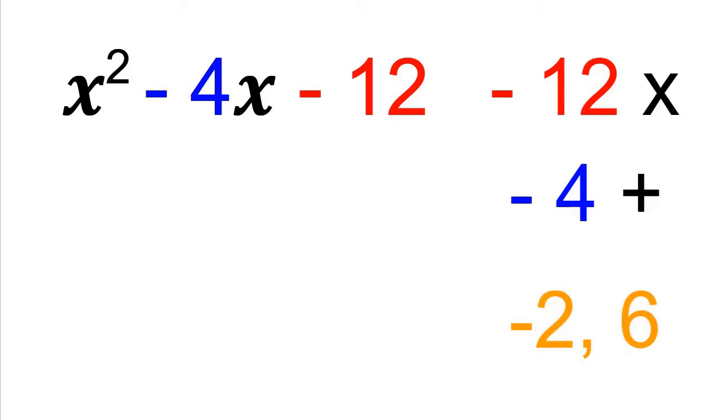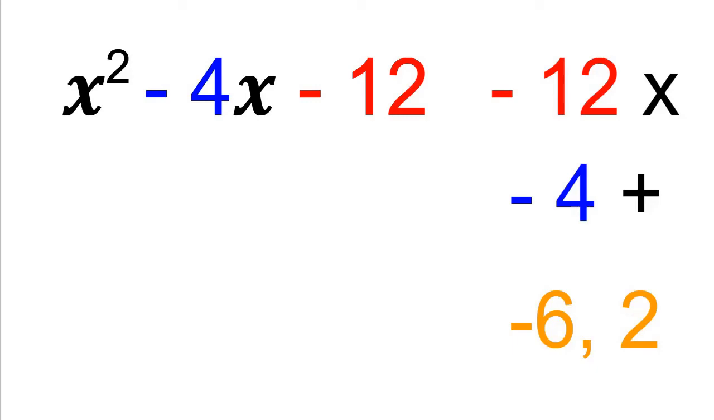What about negative 2 and 6? Well, 6 times negative 2 is negative 12, but negative 4 plus 6 is positive 4. So what about negative 6 and 2? Negative 6 times 2 is negative 12, and negative 6 plus 2 is negative 4. And so we have found our numbers.